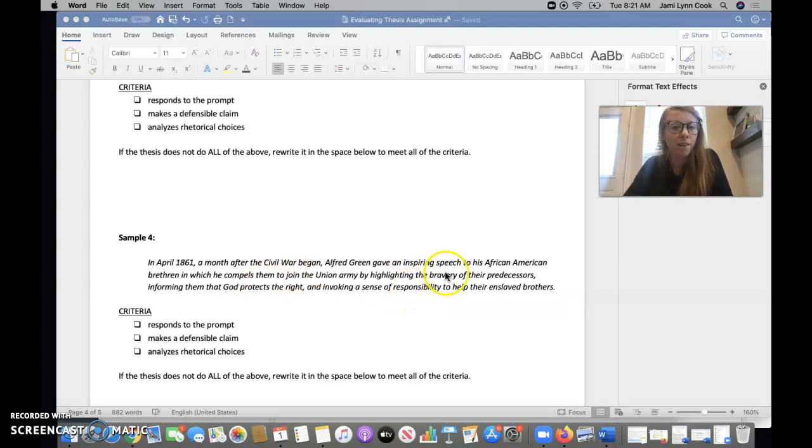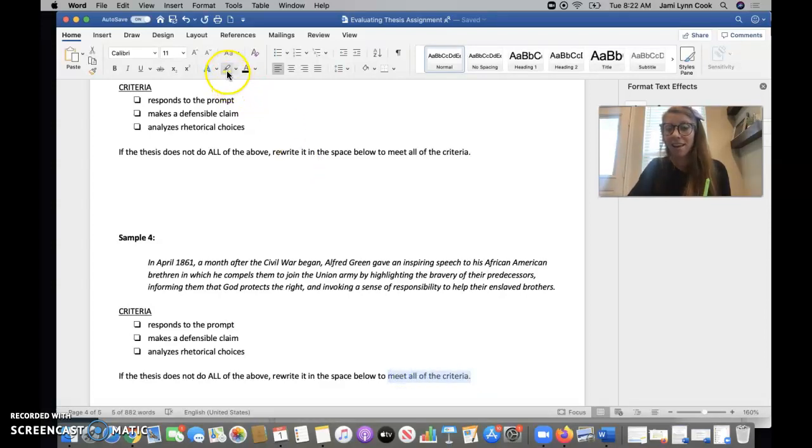Okay, let's look and try and find them. Gave an inspiring speech in which he compels them to join the Union Army by highlighting the bravery of their predecessors, one choice, informing them that God protects the right, second choice, and invoking a sense of responsibility to help their enslaved brothers, third choice. This meets all the criteria. So in this assignment, I wouldn't have to rewrite this. I would simply type meets all the criteria, or you could just highlight that and move on.